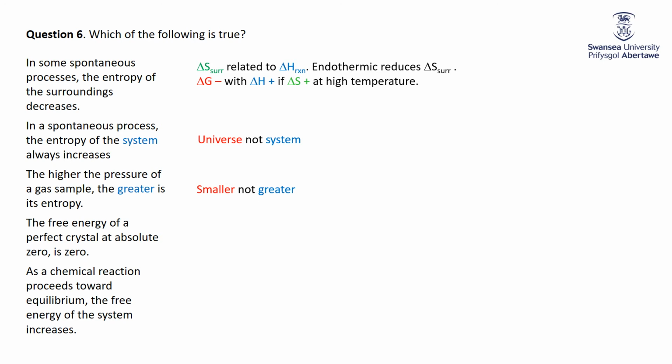Free energy of perfect crystal at absolute 0 is 0. This is a tough one. The actual third law of thermodynamics, of course, says that it is the entropy, not the free energy, of a perfect crystal at absolute 0 that is 0. I'm not even going to get into the philosophical construct of a free energy being 0 in a perfect crystal, but the third law states entropy, not free energy. And finally, as a chemical reaction proceeds towards equilibrium, the free energy of the system increases. Now, the whole idea is you're trying to minimize the energy of the system. So therefore, the first one, spontaneous process, the entropy of the surroundings decreases, was the correct one.